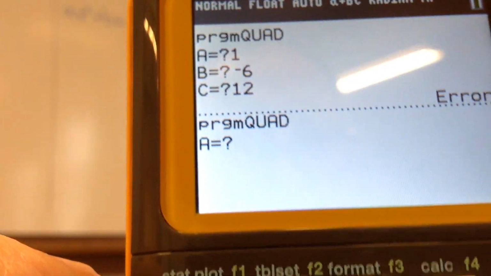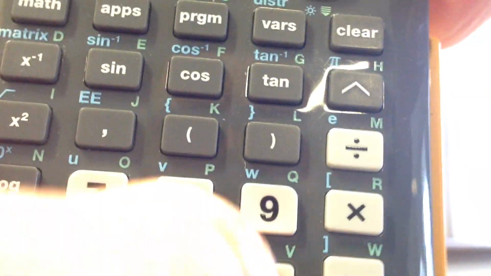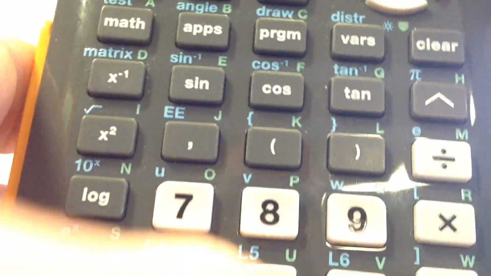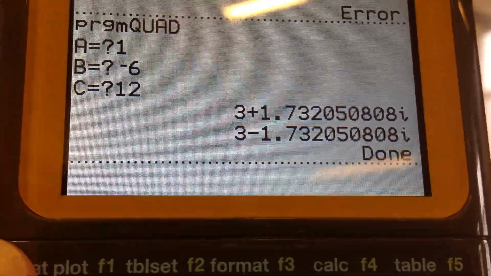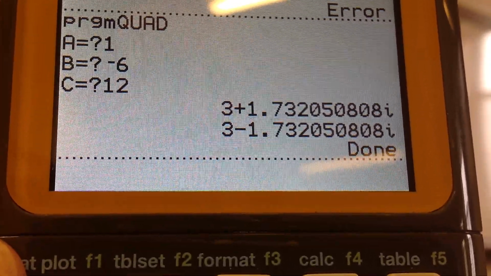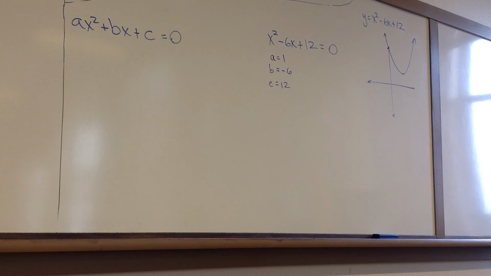All right, so a is 1, b is -6, and c is 12, and this time the calculator gives us these complex valued answers, 3 plus or minus 1.732i. Okay, so I'll go back up to the board and put our answers in there.